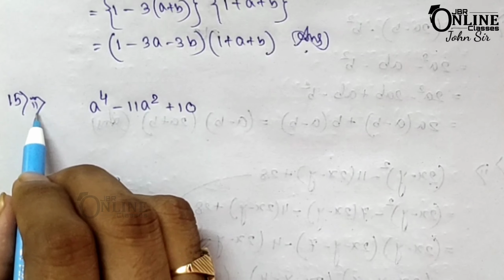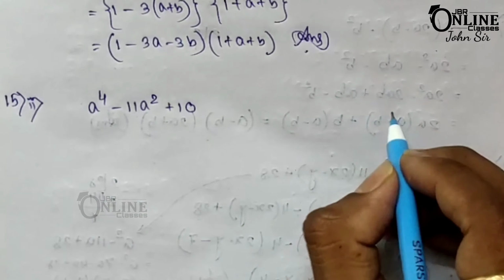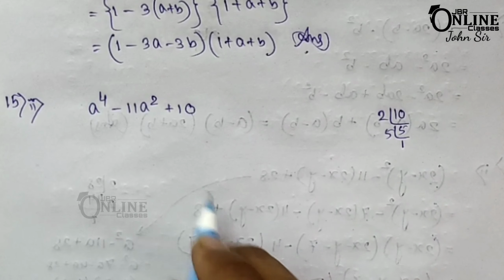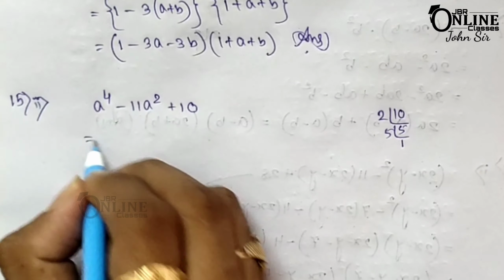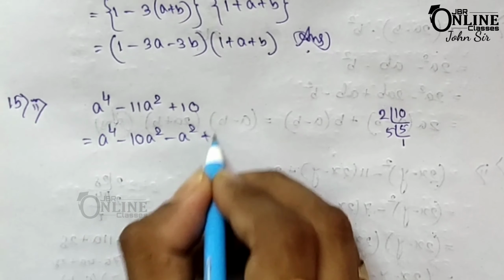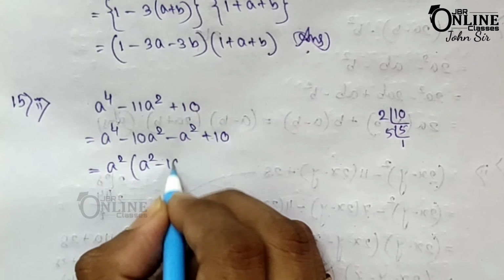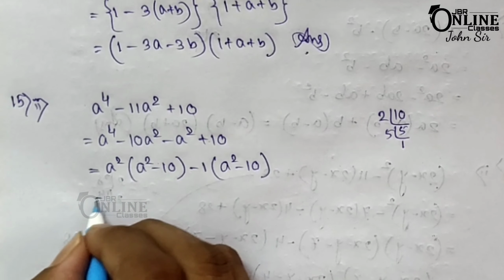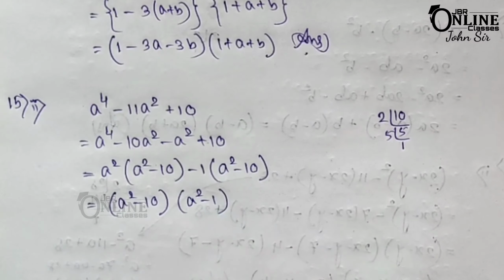Here sum number 15(2): a to the power 4 minus 11a square plus 10. So factorize 10, it becomes 2 into 5 and then 5 into 1. So here 10 plus 1 becomes 11. So a to the power 4 minus 10a square minus a square plus 10. From the first two terms a square will be common, so it becomes a square minus 10. Here minus 1 will be common, so a square minus 10. Then it will be (a square minus 10) and here (a square minus 1).